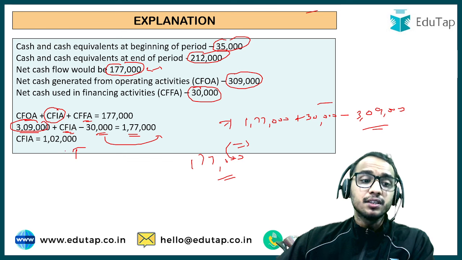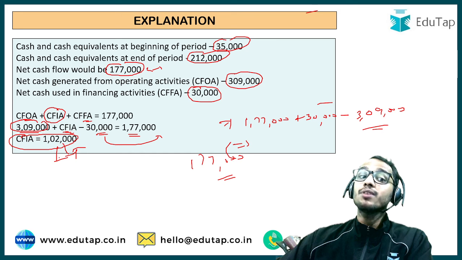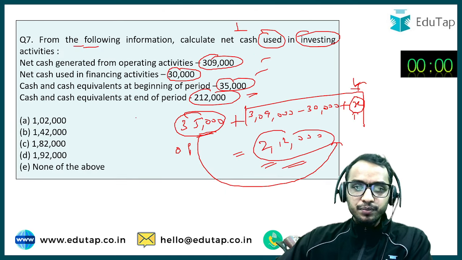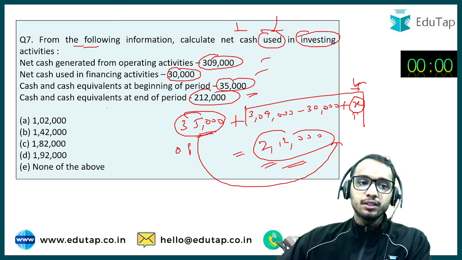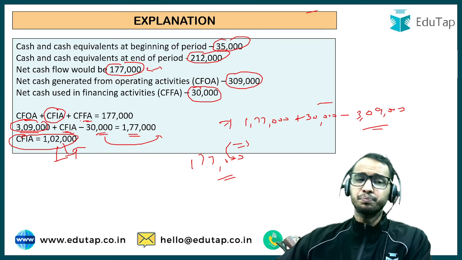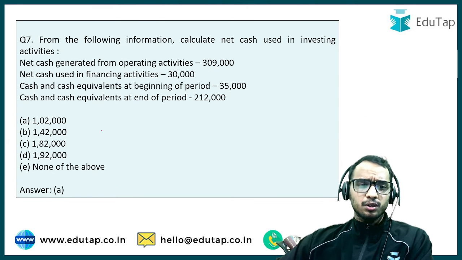So therefore it is written that cash flow used in investing activities, in plus sign it is written. That means we are talking about used in investing activities. And the question was asking about used only. So that's why the answer is 1,02,000. Okay, clear? Now let's move ahead. So this we have discussed.